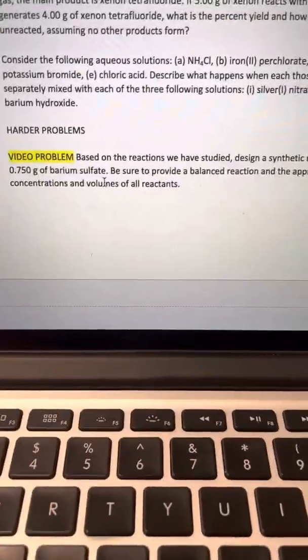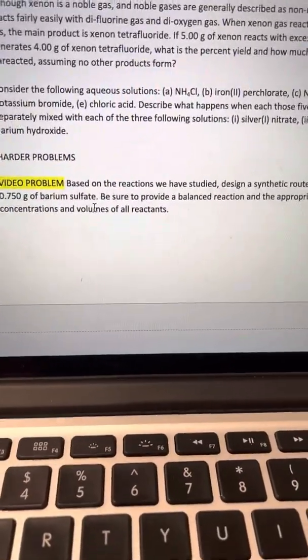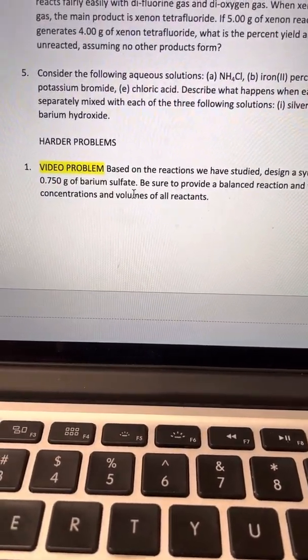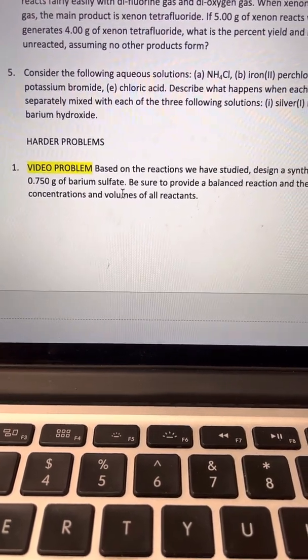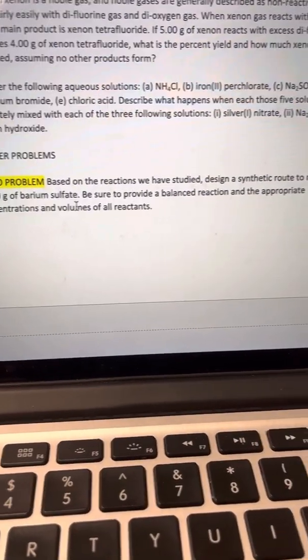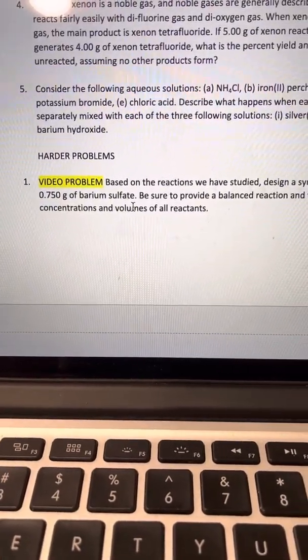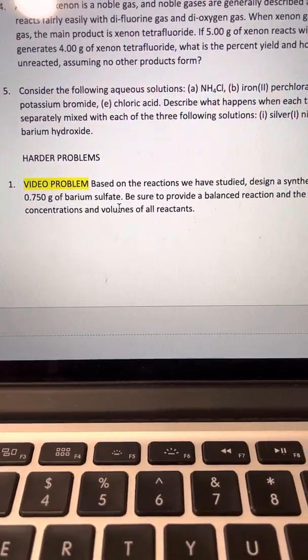All right, chapter 4, the video problem for this week is that based on the reactions we have studied, design a synthetic route to making 0.750 grams of barium sulfate. We have to give the balanced reaction and the appropriate concentrations and volumes of the reactants.